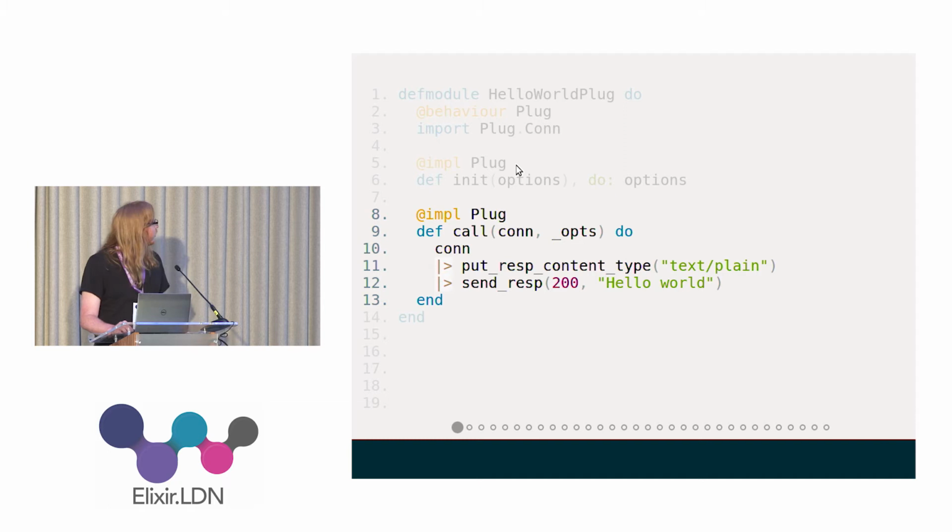So the options from init are passed in as the second argument to the call function. And the call function's first argument is a conn, which is a struct. It's a Plug.Conn struct, which has many fields that relate to HTTP requests. So you'll have things like headers in there. You'll have the response body, request headers, and so on. So in this particular example, I'm taking the conn, I'm setting the content type to text plain, and then sending a 200 with the string hello world. And that's probably the most basic plug that you'll see.